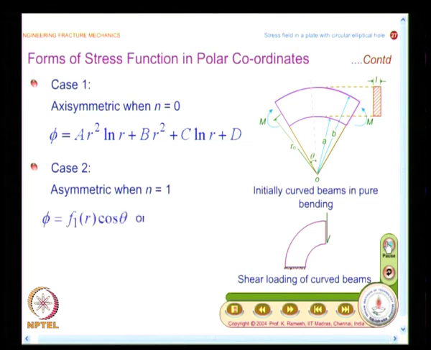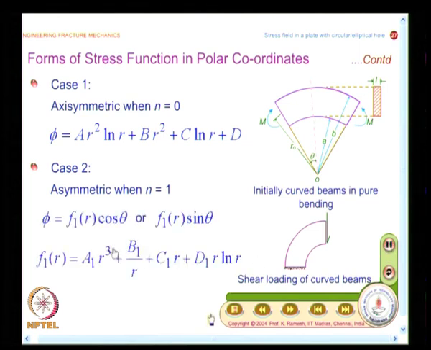And you can also construct another set of stress functions. First we saw the case n equal to 0, we label that as an axisymmetric situation. Now we go to the situation where n equal to 1, we have already seen a generic form of stress function. So, that would be rewritten as phi equal to f1(r) cos theta. Instead of cos n theta, n has become 1 here. So, it is cos theta, or you can also have f1(r) sin theta, function of r into sin theta.